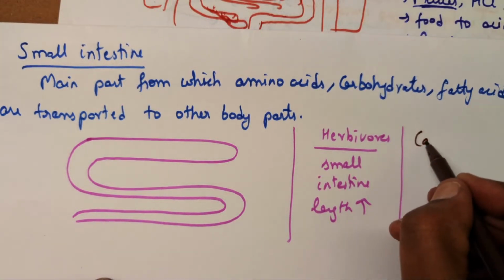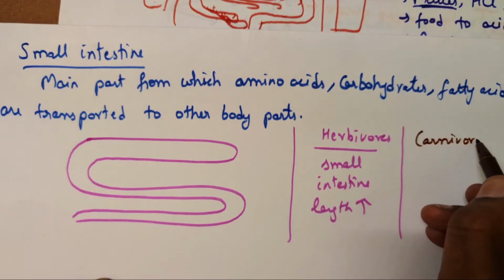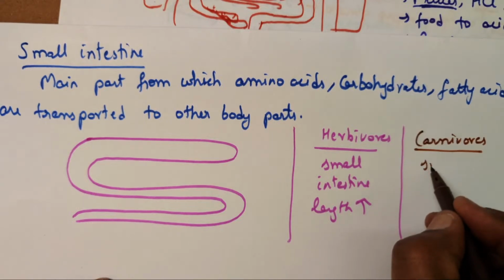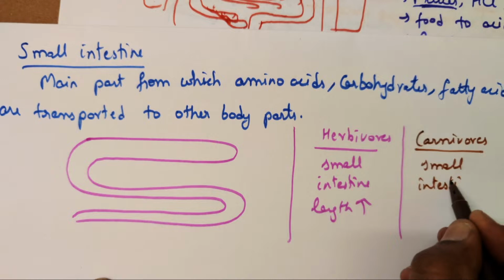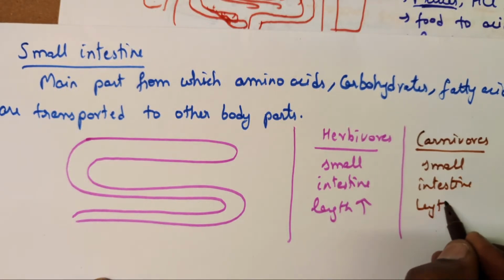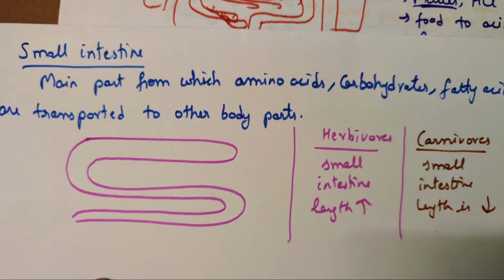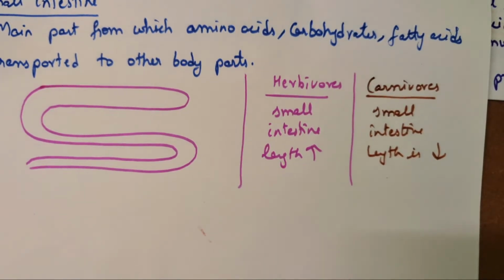Whereas for carnivores like tiger or lion, the small intestine length is small. You might be thinking why. The carnivores take their food directly from animals, so it is already digested from plants. So it is easy to digest.